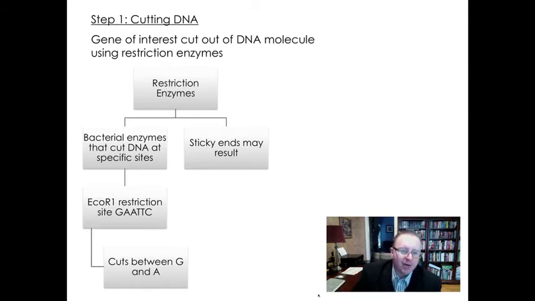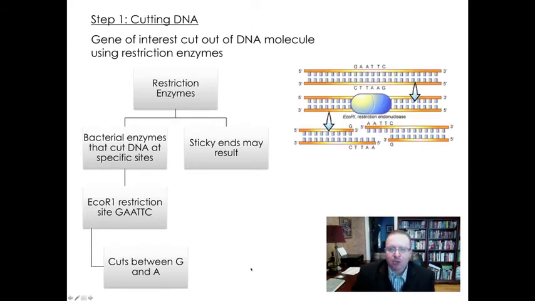Now, a great example of a restriction enzyme is the restriction enzyme EcoR1. You see the picture over here in the upper right-hand corner of the EcoR1 enzyme and its restriction site. It cuts at a restriction site which is GAATTC. So anytime the enzyme identifies that restriction site on a DNA molecule, it's going to land there and make a cut between the G and the A.